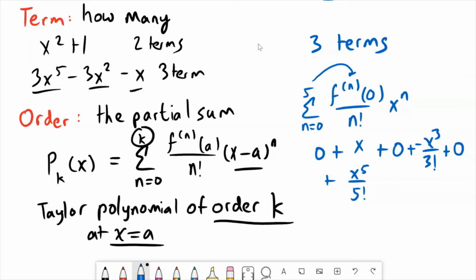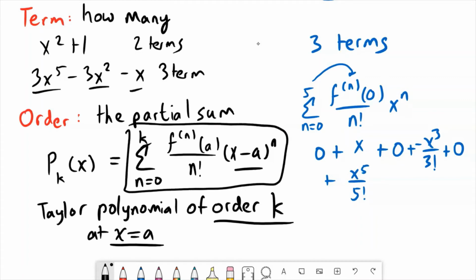But if you want to find the Taylor polynomial of order k, you just basically want to find this, and this is what you would have to know. And this is like the go-to formula to find a Taylor polynomial for order k. So if you really want, it's basically the same thing, but the top is not infinity, it's k.